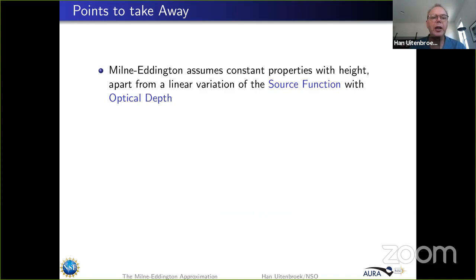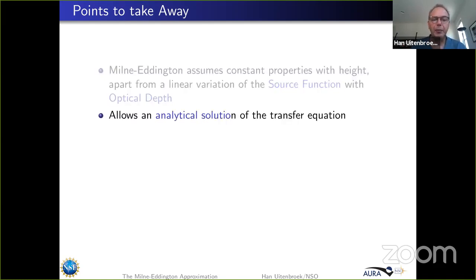But first of all, I will summarize basically what I would like you to take away from this brief lecture, and I will summarize these points again at the end. Just to make you catch what I want to address, here are the things that I think are important. Milne-Eddington assumes constant properties with height of the line formation properties, apart from a linear variation of the source function with optical depth. Now this assumption allows for an analytical solution of the transfer equation.